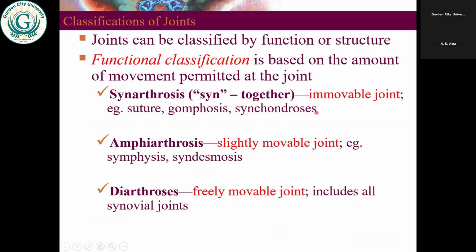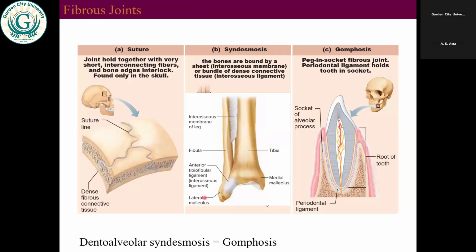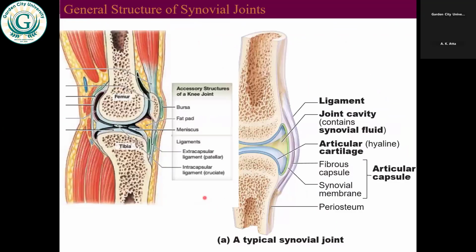Movement doesn't occur there. But if you are looking at slightly movable joints, you can talk about symphysis, which is a secondary cartilaginous joint, where, of course, at the intervertebral discs there are slight movements. Then between the pubic bones, there's a slight movement. So symphysis is a slightly movable joint. Syndesmosis, between the radius and ulna, between the tibia and fibula, those interosseous membranes connecting the bones together. So that one is slightly what? Movable.